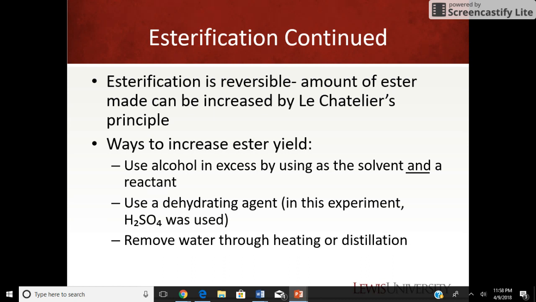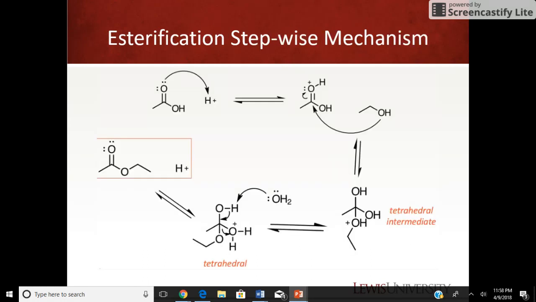In this case, it was sulfuric acid, which also happened to donate the proton to the carboxylic acid to start the whole esterification process. And then another way to remove water besides the sulfuric acid was to use physical means, which would be heating or distillation. And in this case, it was heating under reflux.